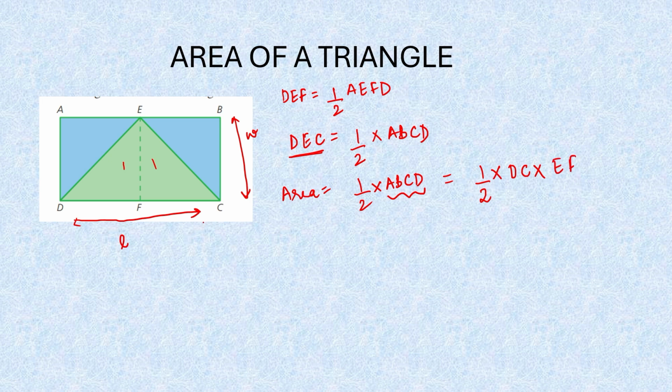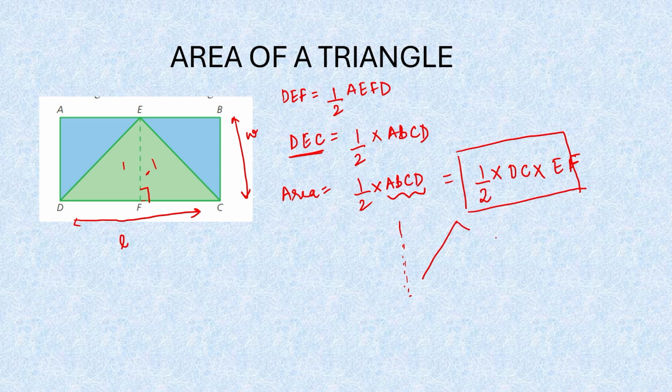Okay. So whenever you have to find the area of a triangle, you just have to make sure it is a right angle triangle. Until and unless it is a right angle triangle, you cannot find out the base and the height. If there is no right angle triangle present, you just have to find out the perpendicular distance, which is this EF.